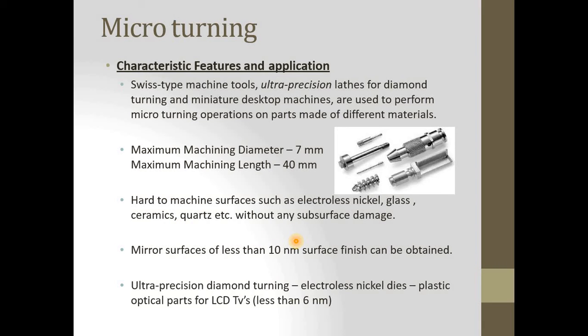without any subsurface damage. So a mirror surface with less than 10 nanometer surface finish can be obtained. It gives ultra precision diamond turning. Electroless nickel dies or plastic optical parts for LCD TVs, having less than 6 nanometer, can be easily turned.